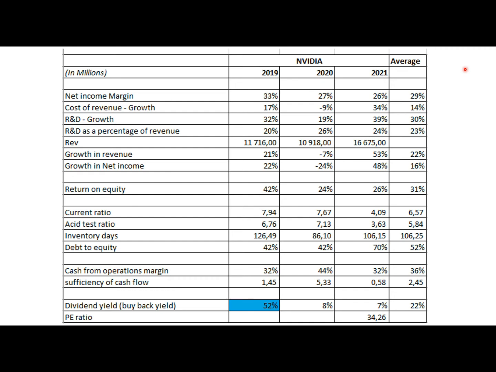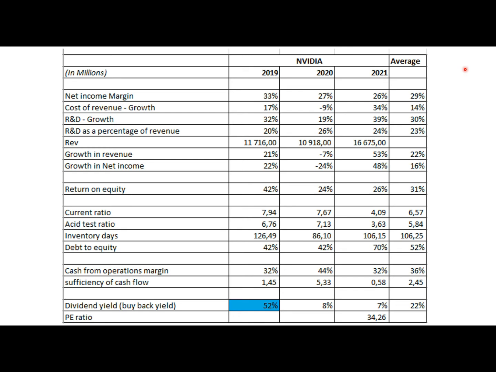NVIDIA. NVIDIA provides high-performing GPUs and system on a chip platforms. A system on a chip platform basically uses its software as a platform to help clients design custom chips. That's basically what it is.